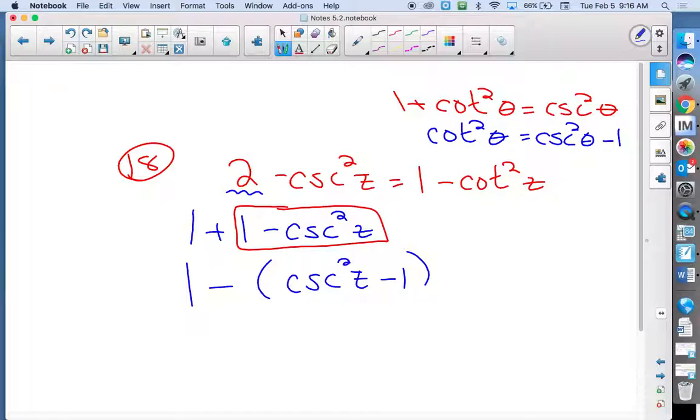Again, that's an algebraic process. You're using factoring, pulling out, and that flips the signs. The other option, you could have solved this for cosecant squared, make it negative. So you could have taken the cosecant squared to the left and then the cotangent to the right, and that would have worked as well, kind of manipulating that identity a little bit. And then you can replace this cosecant squared minus 1 with cotangent squared.